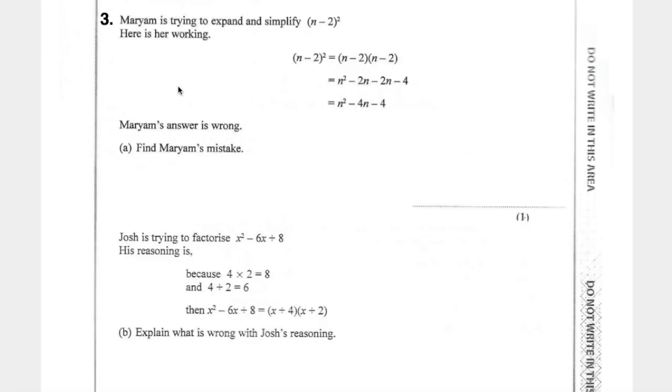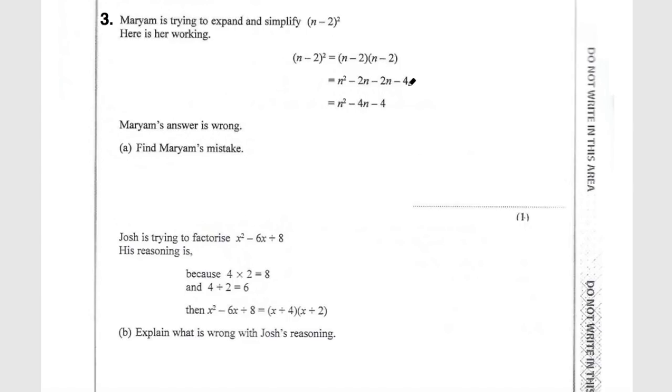Question 3 says Miriam is trying to expand and simplify n minus 2 all squared. Here is her working. So n minus 2 squared equals n minus 2 bracket n minus 2. That looks about right. Then she's got n squared minus 2n minus 2n minus 4. Looks a bit suspicious. n squared minus 4n minus 4. Miriam's answer is wrong. Find Miriam's mistake.